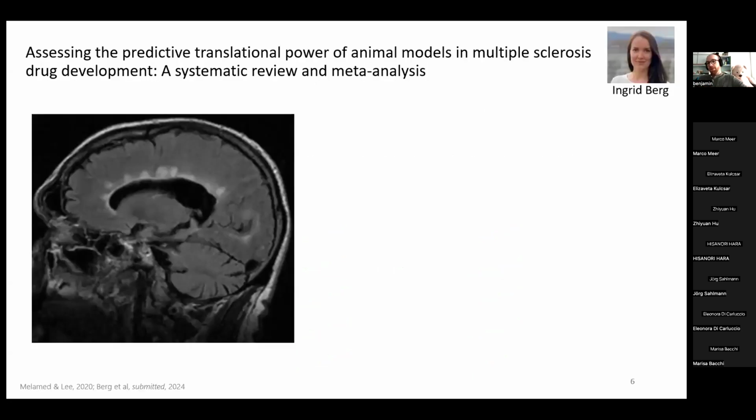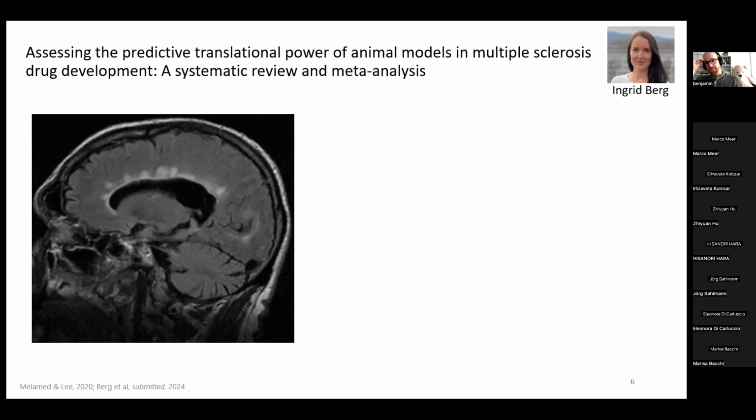And in the following slides, I would like to show you how systematic reviews can foster reproducible research, and particularly translation from animals to humans, how they can inform better translation. And this is a master thesis from Ingrid. She's a medical student, master student, and she has looked at multiple sclerosis drug development.